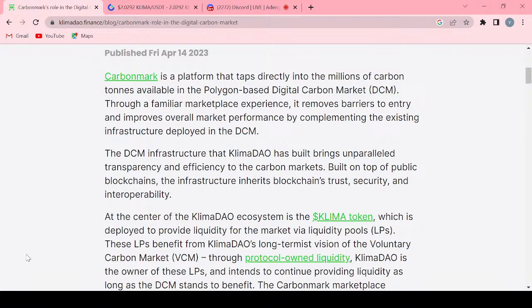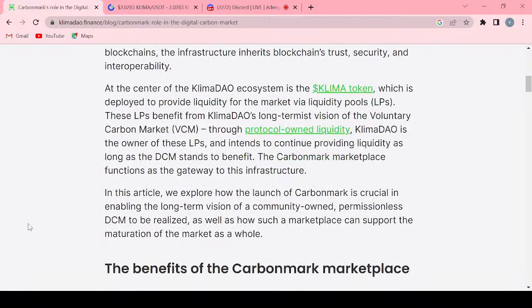The infrastructure of that DCM that Klima DAO has built brings unparalleled transparency and efficiency to the carbon markets, which is built on top of public blockchains. The infrastructure inherits blockchain's trust, security, and interoperability for the carbon market. At the center of the Klima DAO ecosystem is the token, Klima, which is deployed to provide liquidity to the market via liquidity pools. And these liquidity pools benefit from Klima DAO's long-termist vision of the voluntary carbon market.